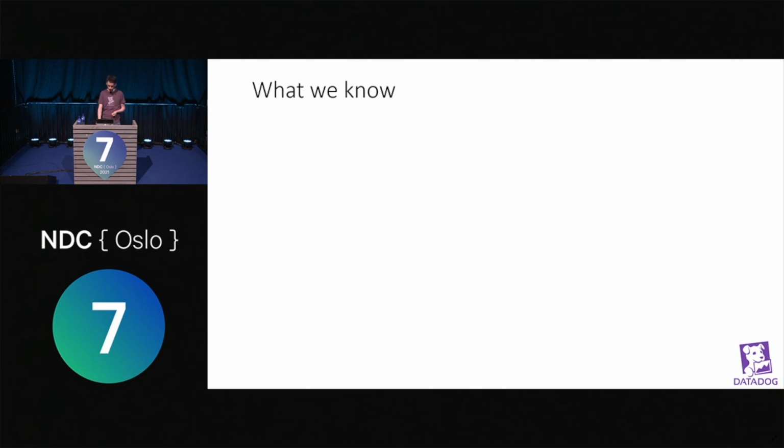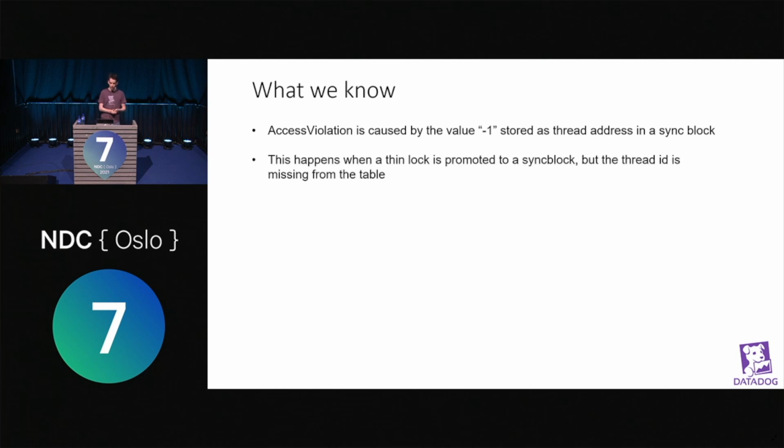All right, so what do we know? We know that the access violation is caused by the value -1 stored as a thread address in the sync block. We know that this happens when a synlock is promoted to a sync block, but the thread ID is missing from the table. So in this case, the runtime is going to store -1 instead of the address. Which begs the question, in what condition can the thread ID be missing from the table?